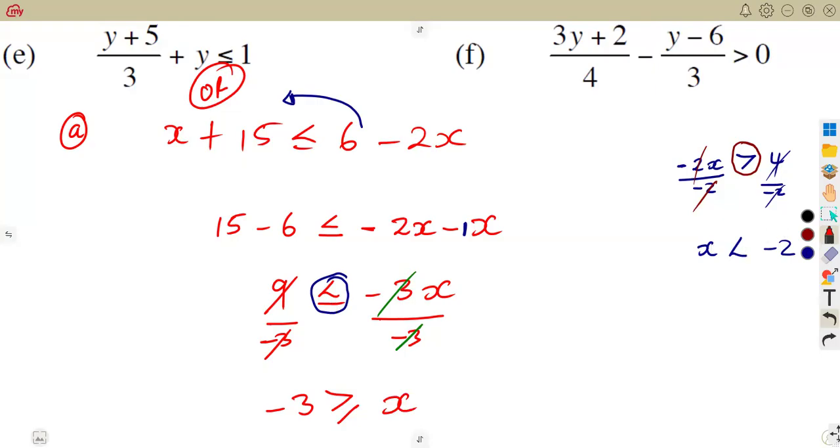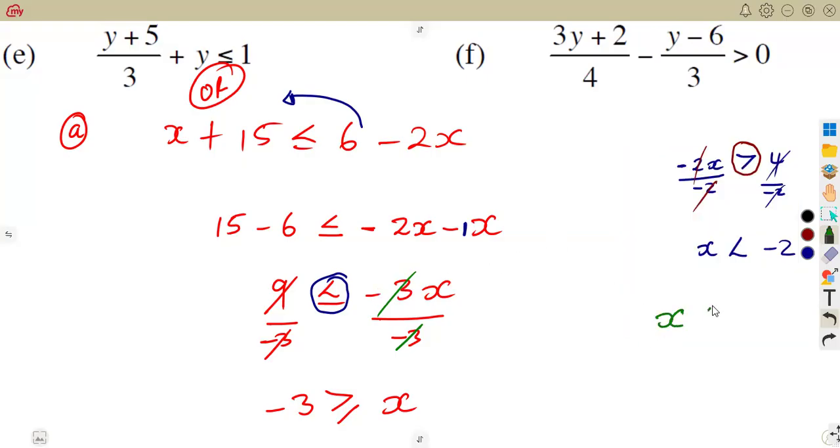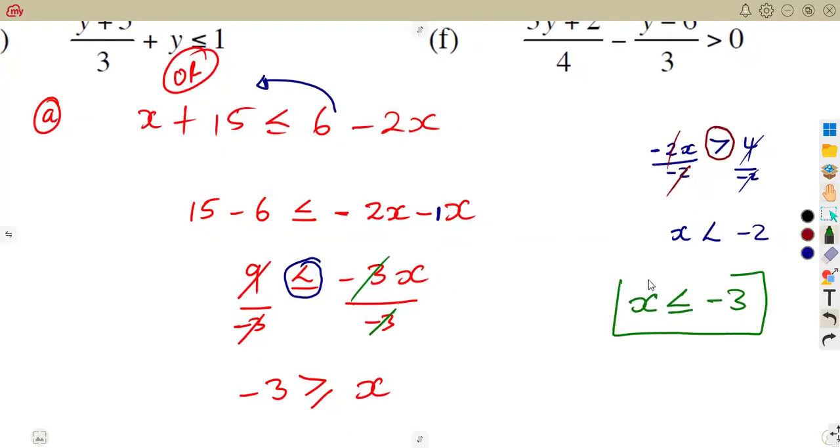So the question is, are we having the same answer as what we had before? Remember, our previous solution was in this manner. It was x is less than or equal to. The question is, are these two answers the same? This answer that we have here and this answer that we have here, are they the same? Are we having the same answers there? Yes, this is exactly the same thing.